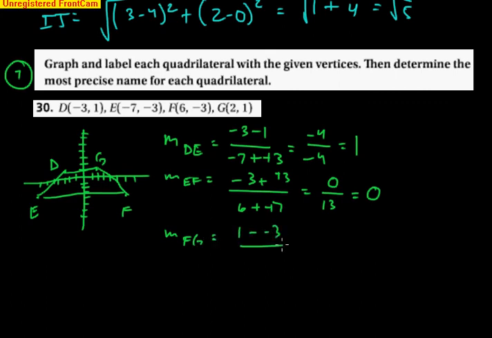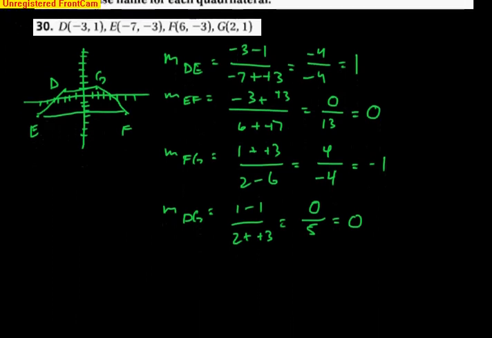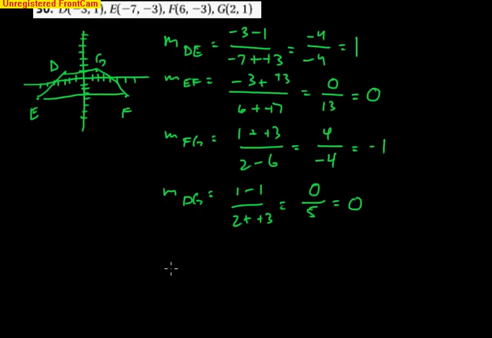Slope of FG. 1 minus -3. Those are the Y's. 2 minus 6. Those are the X's. Plus plus, 1 plus 3 is 4. 2 minus 6 is -4. That's a -1. Last slope coming, DG. 1 minus 1, those are the Y's, over 2 minus -3. 1 minus 1 is 0. Plus plus in the bottom, 2 plus 3 is 5. But it doesn't matter, the top is 0, so the fraction is 0. And now I look at my slopes and I say, hey, I have one pair of parallel sides. EF is parallel to DG. Therefore, I am a trapezoid.